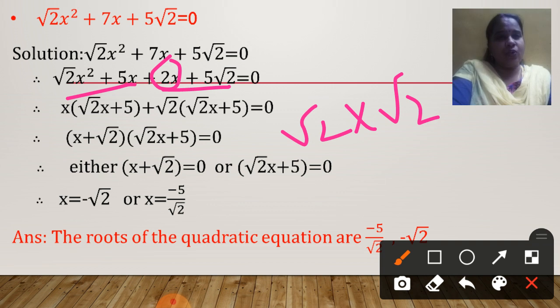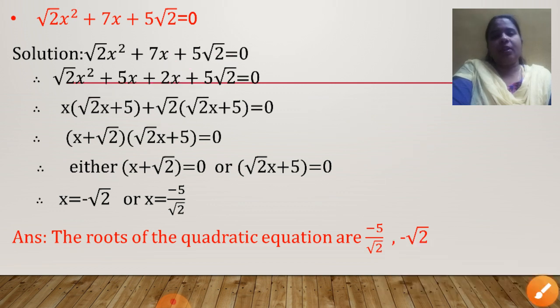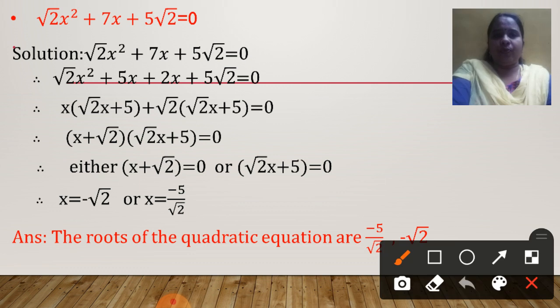Now when I write this 2 as root 2 into root 2, yes or no, then I can take this root 2 common. If you want, you can increase this one more step. Write 2 as root 2 into root 2 and then you can take common. Okay, so when you take common from 2, this is written as root 2 into root 2, correct? So now from that root 2 will be common. What will be left? Root 2x. From this root 2 is outside. What is left? Plus 5.